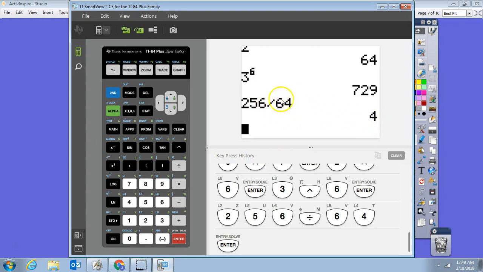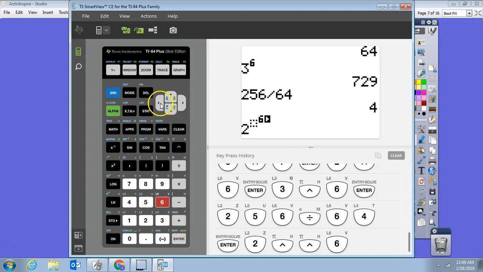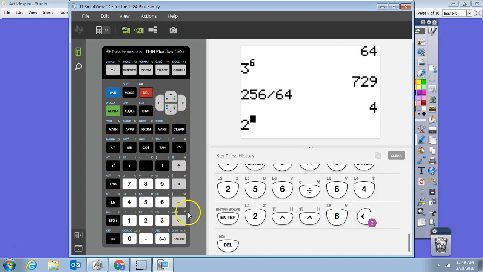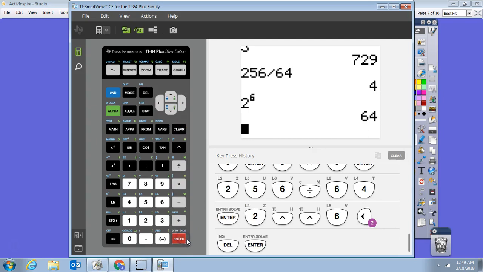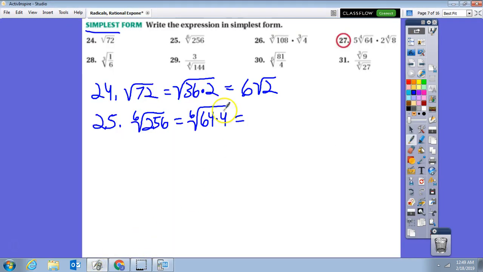Now again, why did I choose 64? Because 2 to the 6th power is 64. And so that means the 6th root of 64 is 2, and the 4 stays on the inside.